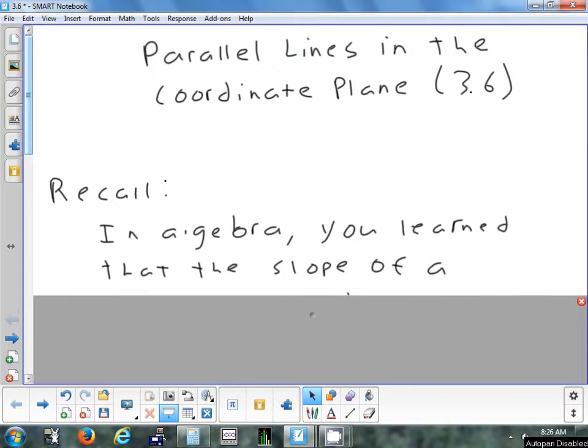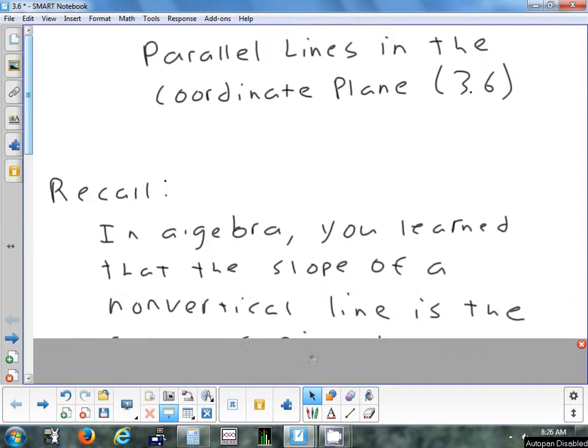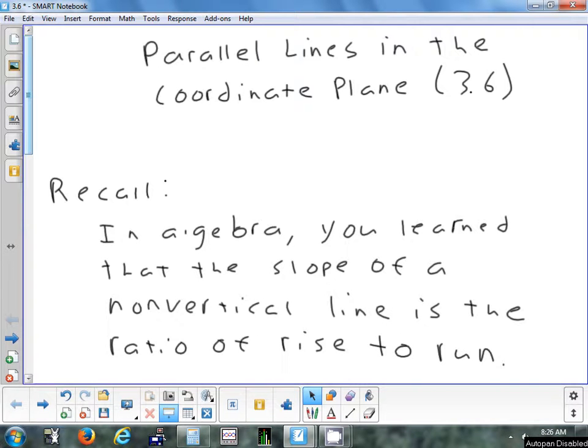Okay, so from algebra, we've talked about slope before. And how do you find slope? There's usually two words that we use to describe it. It's something over something. Yeah, Katrina? Yeah, it's the rise over run. It's the ratio of rise to run. And that only works if it's a non-vertical line.